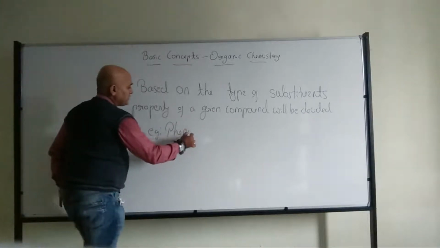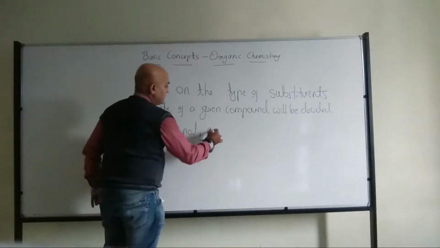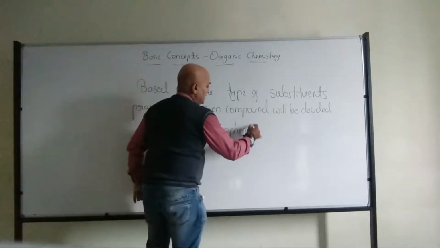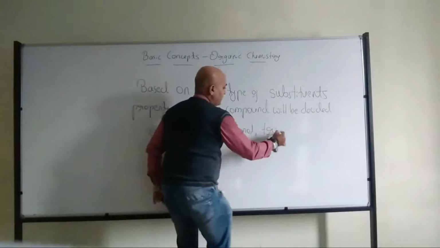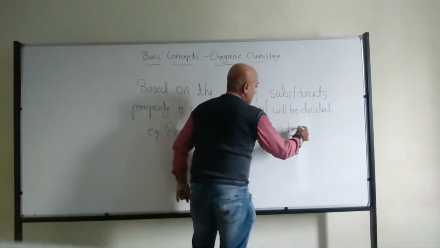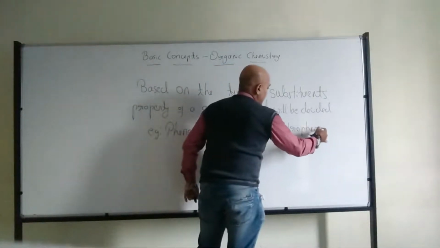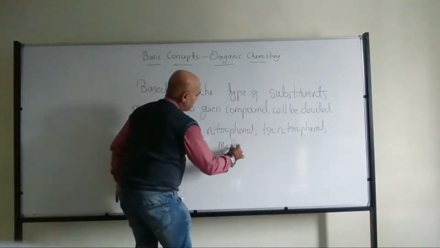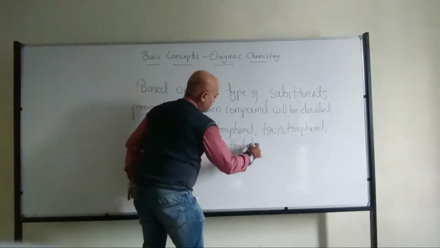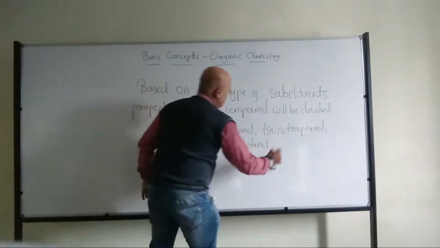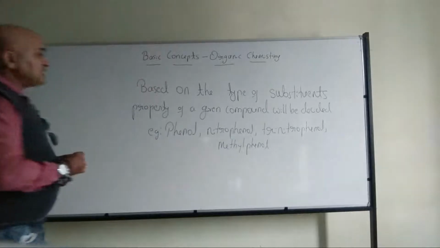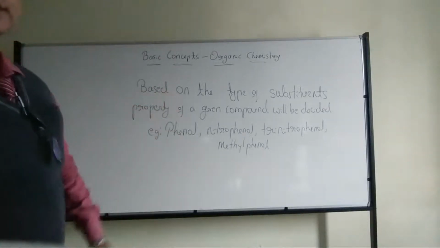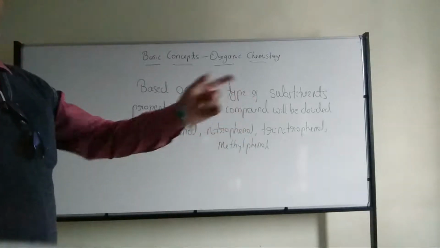And we saw when I am talking about phenol, nitrophenol, then trinitrophenol, right? Then I have taken methylphenol, or we can take toluene as the parent one. In all these cases, properties will change because of different substituents or different numbers of substituents.